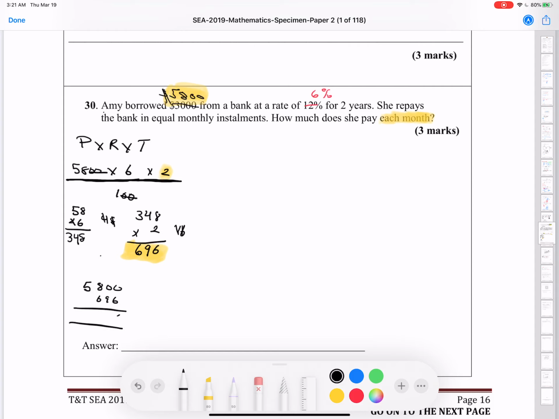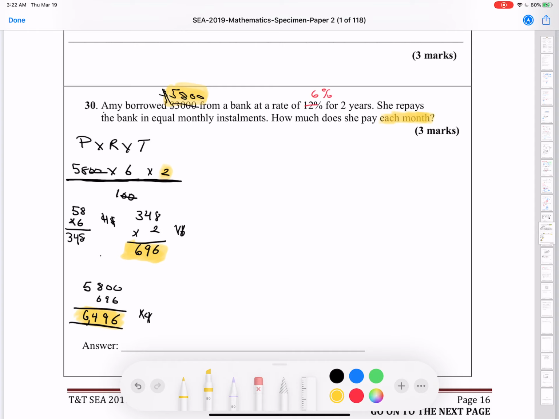0 and 6, 6, 0 and 9, 9, 8 and 6, 14 plus 6. 5 and 1, 6. So this is the amount that you have to repay the bank, $6,496. Is that what the question asked you? No. It asked you how much does she pay each month. How many months do we have? 2 years. 1 year, 12 months, 2 years, 24 months.